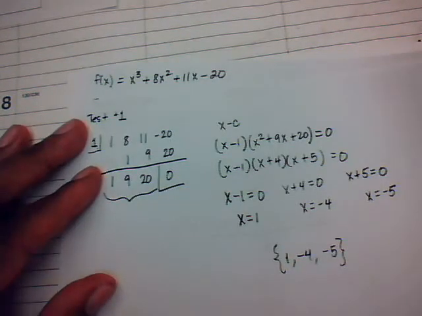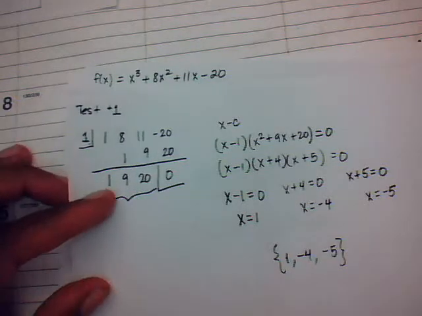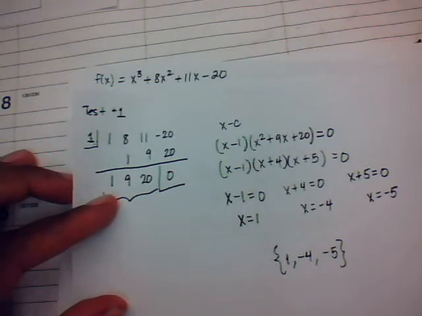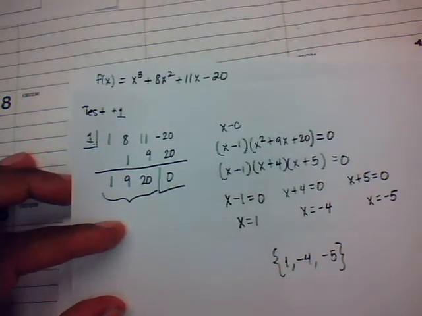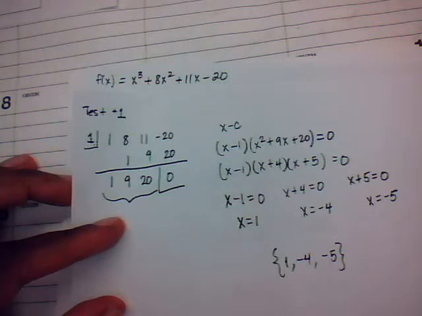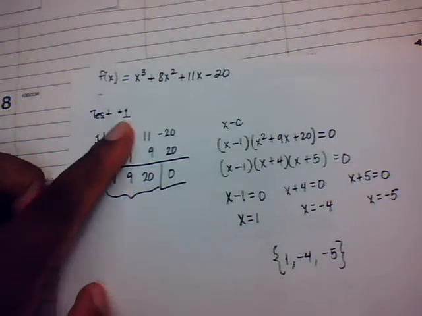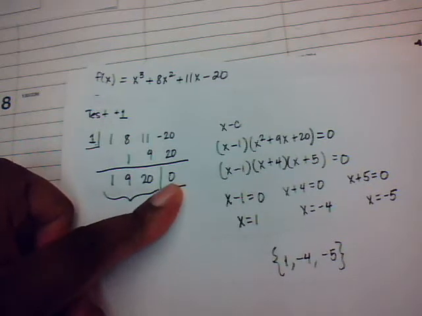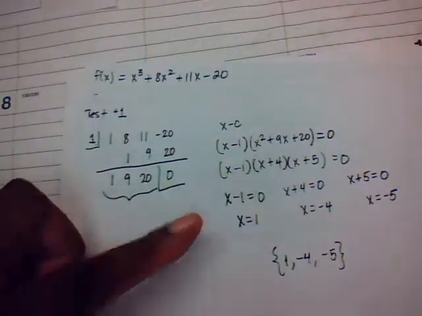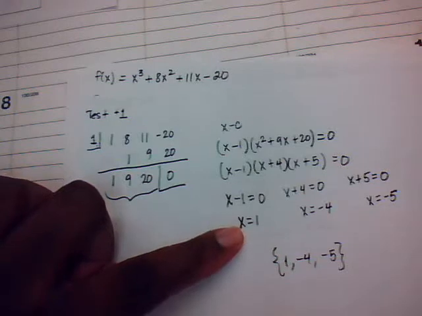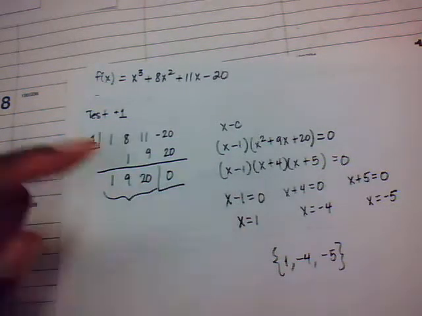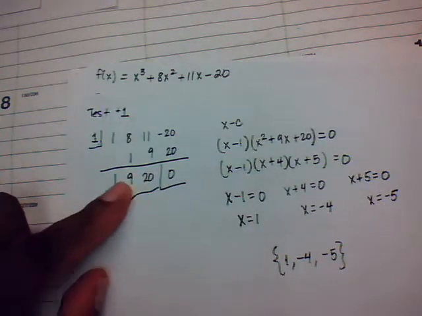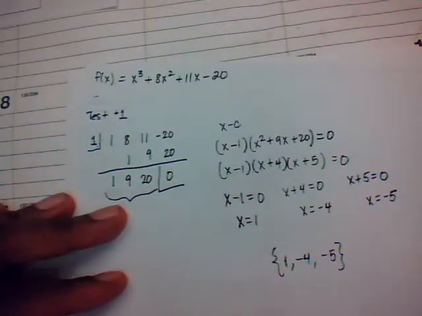So 1, negative 4, and negative 5 are the solutions to this polynomial function using the concept of the rational zero theorem. Okay? And of course, that negative 4 and that negative 5 were among my possible rational zeros here. So when I figured this out by testing 1, I did get a 0 for a remainder. So that tells me that x equals 1 is a root or solution to this equation. And I can easily use this part to find the other two.